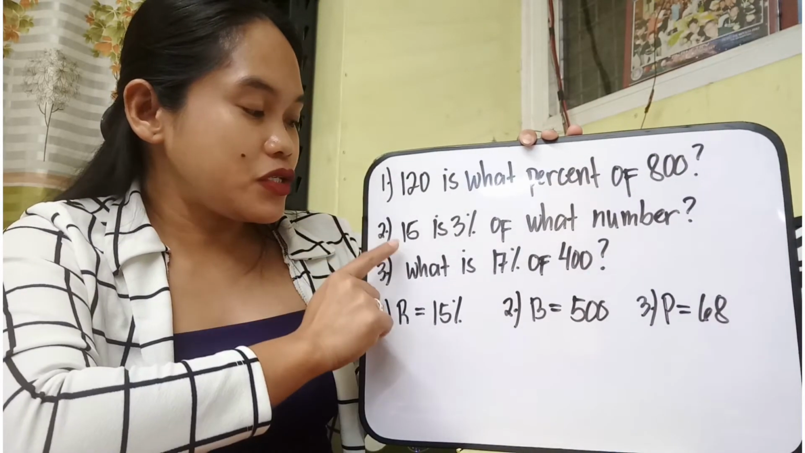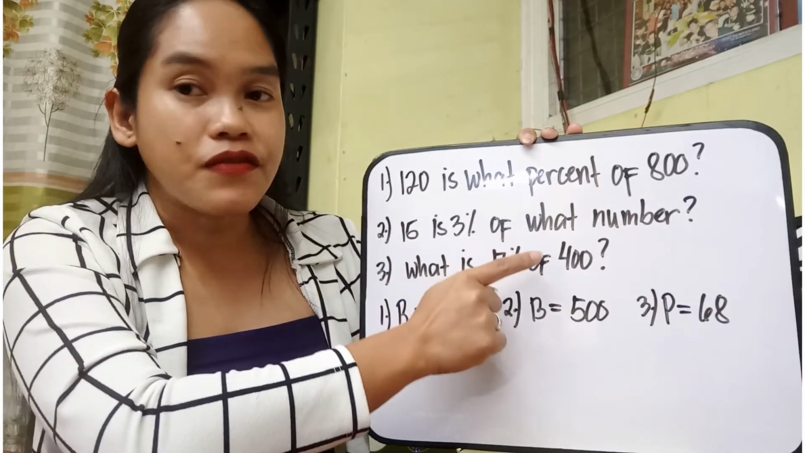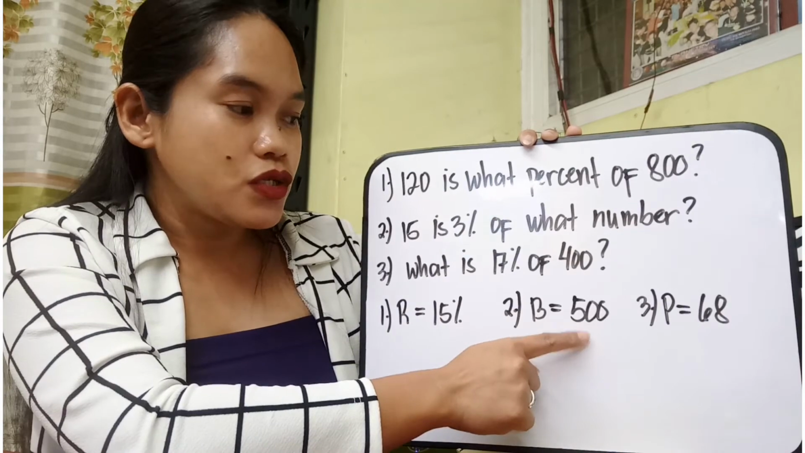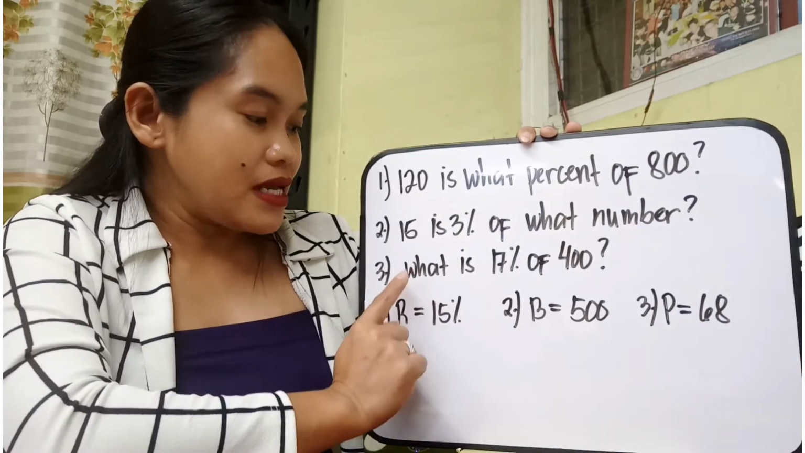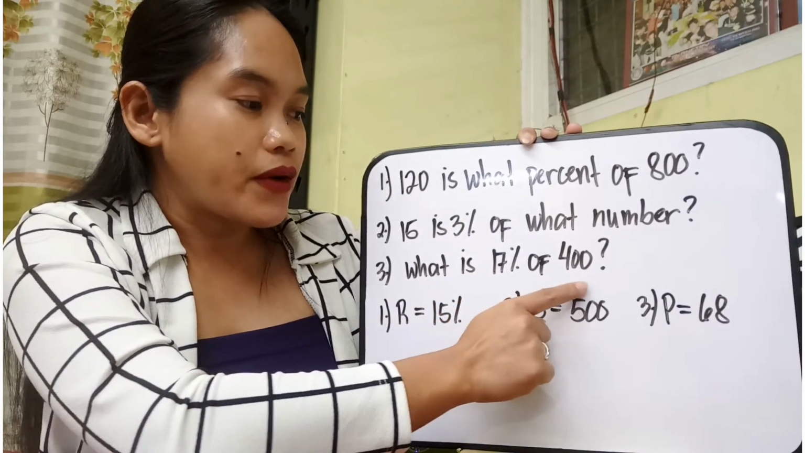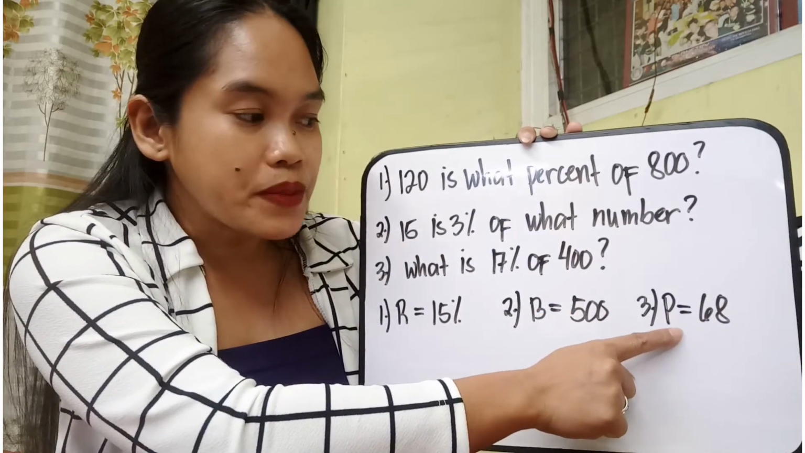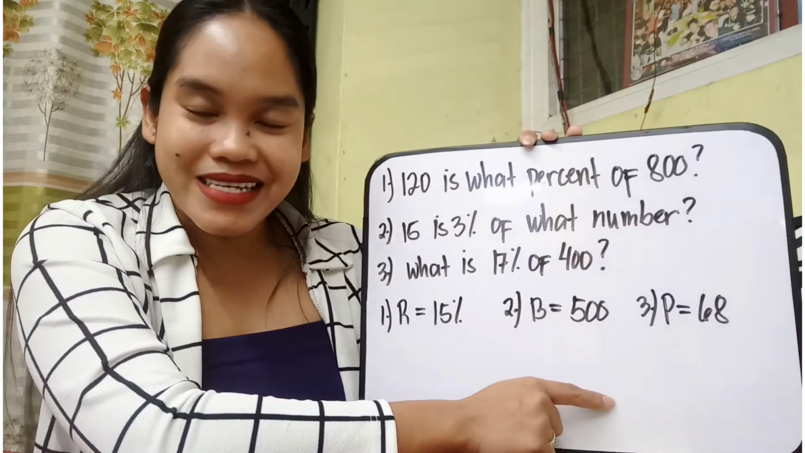Ayan. Number 2, 15 is 3% of what number? So, ang hinahanap natin sa number 2 is si base. Base is equal to 500. Number 3, what is 17% of 400? So, ang hinahanap natin sa number 3 is si percentage. So, percentage is equal to 68.